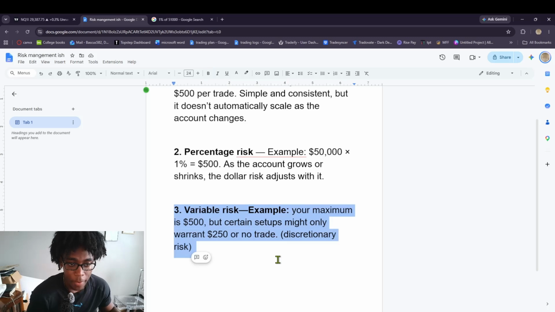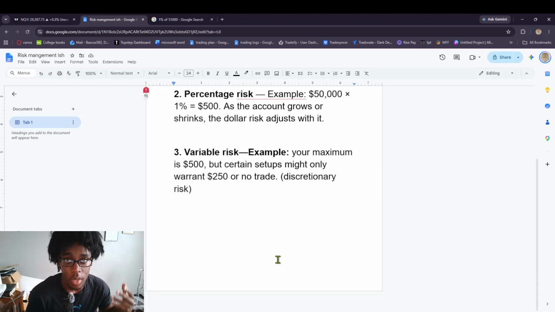Now for the last one, we have variable risk. Now this one I should have actually put around it that this one is only for experienced traders, but I still want to go over it just so you guys can have the idea in your mind as you get more experience and get better on the charts. So let's get straight to it.